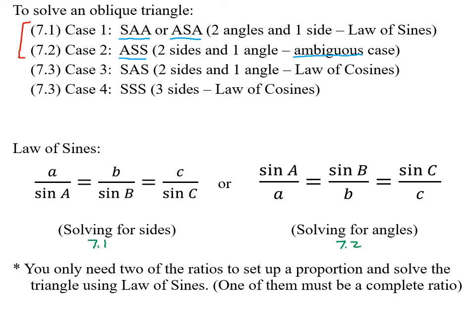But you only need two of the ratios to set up a proportion to solve it. So we don't use all three pieces every time. We only need two of the three. So you might use A over sine A equals C over sine C, or sine A over A is sine B over B. And you don't use all three. So keep that in mind.